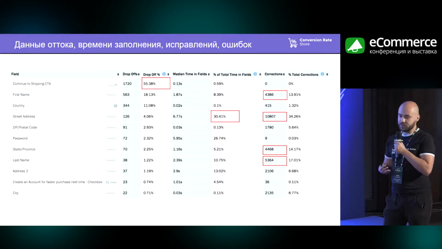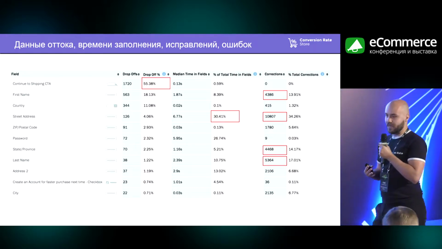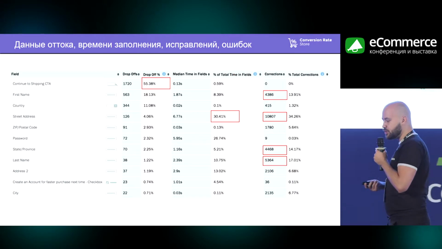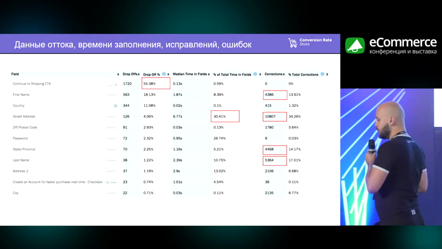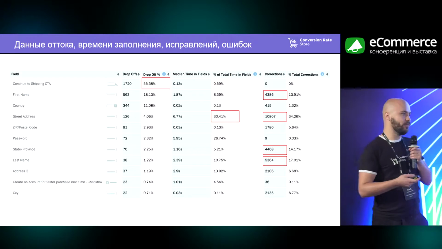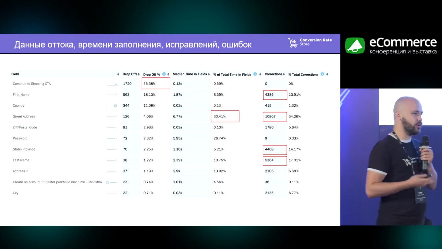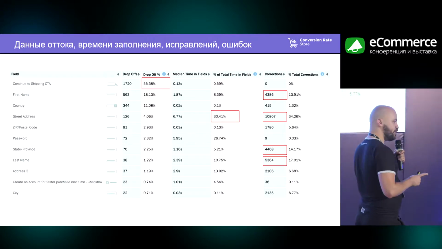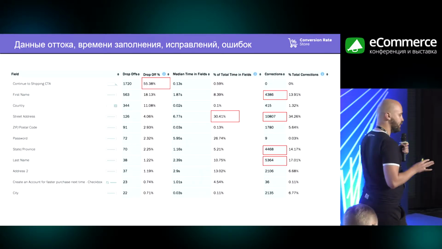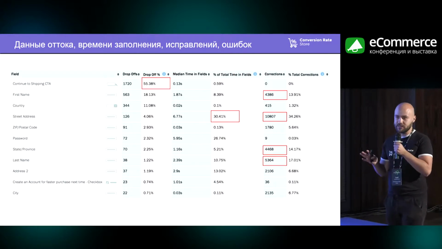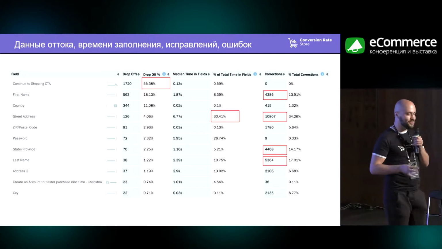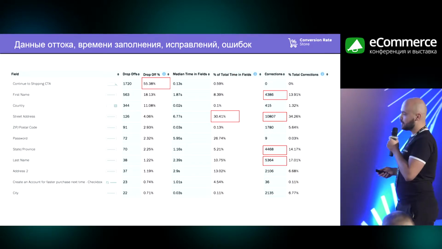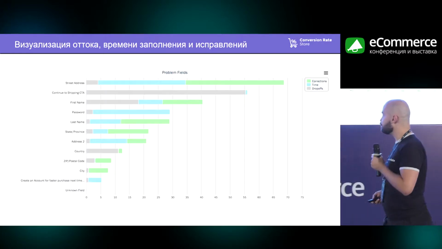This is the percentage of the drop-off, the median time on the field, so how much time people spend on the field, and the percentage of corrections. So by looking at this, it becomes very clear what specific field caused the drop-off. Because there are some cases where just one dummy field generated 20% loss of revenue for the whole business. So imagine you run a business, you have thousands of problems, but one field decreases your revenue by 20% or something, right? So this stuff is important.